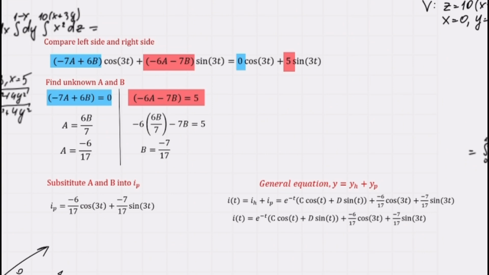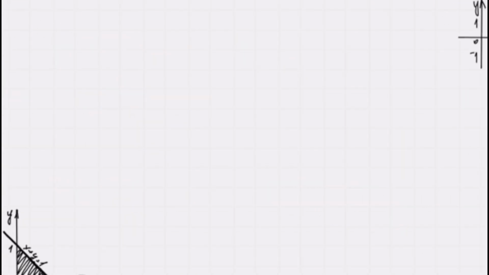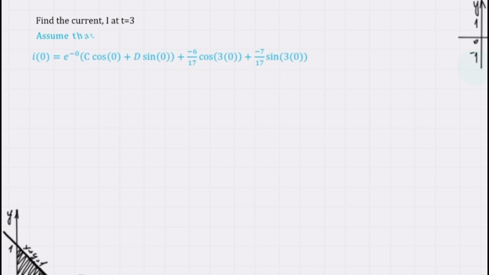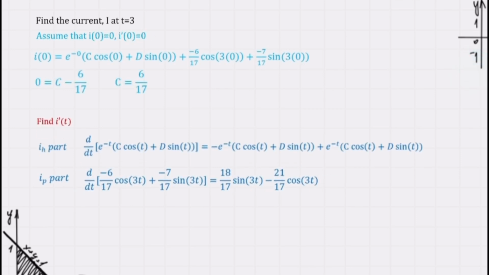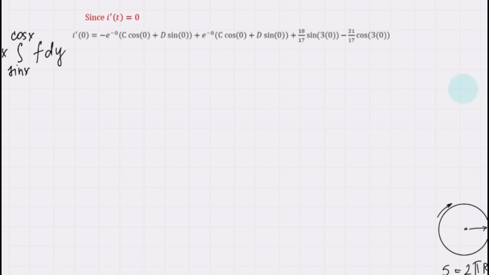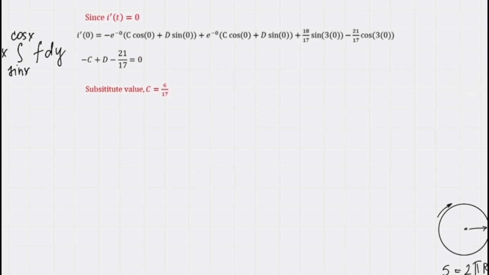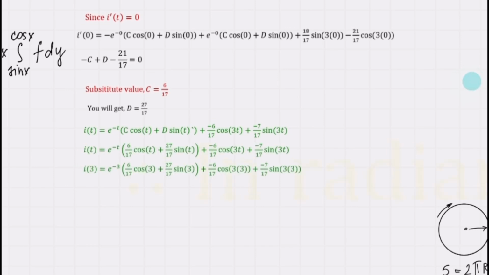So the answer for IP is negative 6 over 17 cos 3t plus negative 7 over 17 sin 3t. Since we have developed the general equation, let's find the current response at 3 seconds. First, we notice that there is no current at t equals 0, thus I and I prime are equal to 0. As we put in the values, we obtain the value of C. To find D, we differentiate the equation and then put 0 into I prime and t. As we put those values back into the general equation, we get 0.146 ampere as the answer.